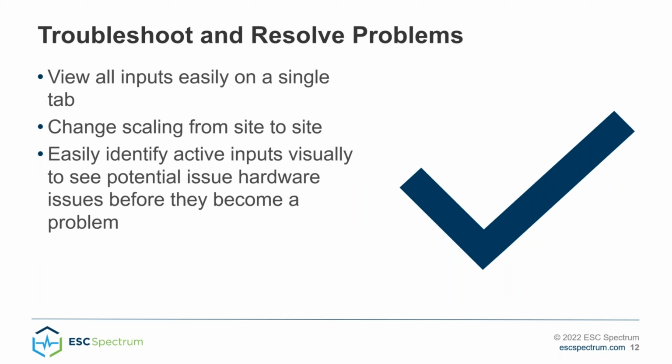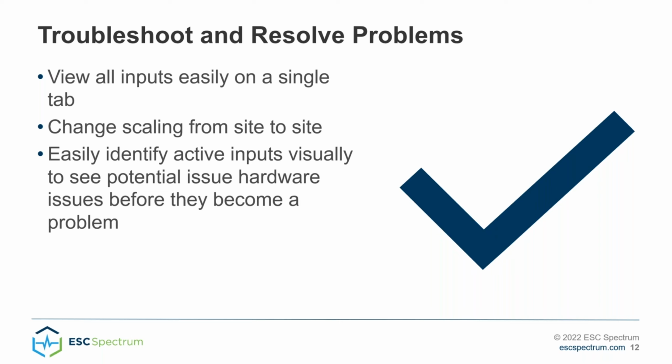So how would you troubleshoot any problems with RATAView? You can view all the inputs on a single tab, and we'll be going over that when we do the demo. And you can change the scaling on the analog inputs very easily. You can easily identify any active inputs. You can toggle the digital outputs before you do a test, perhaps, just to make sure they're all working properly. Just to help you troubleshoot anything before a problem arises.